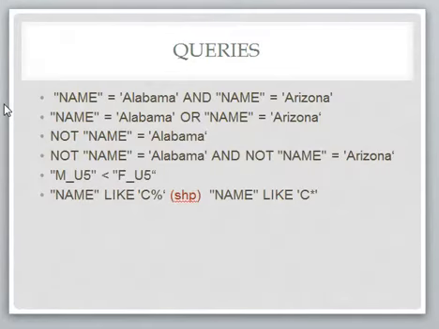Okay, so here's some things. This was a quiz, but because I don't have it actually running. If I say name equals Alabama and name equals Arizona, what am I going to get? I'm not going to get anything, right, because there is no state that has both of those names. If I say name equals Alabama or name equals Arizona, what am I going to get? Both those records, perfectly. If I go not name equal Alabama, what am I going to get?